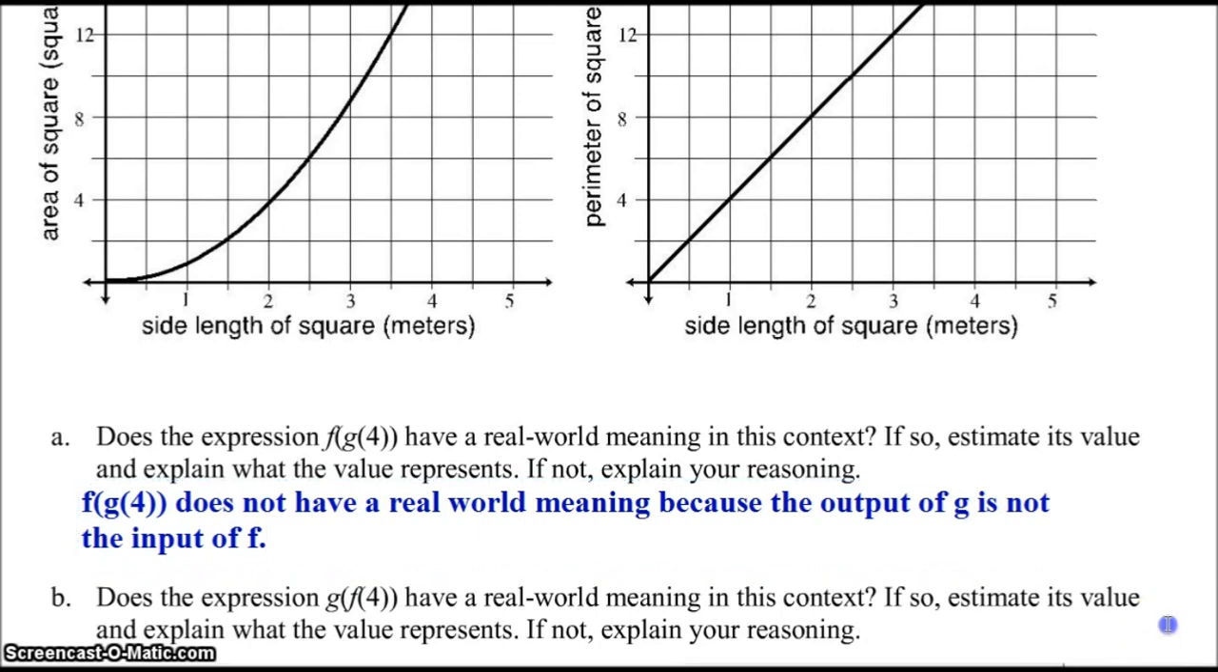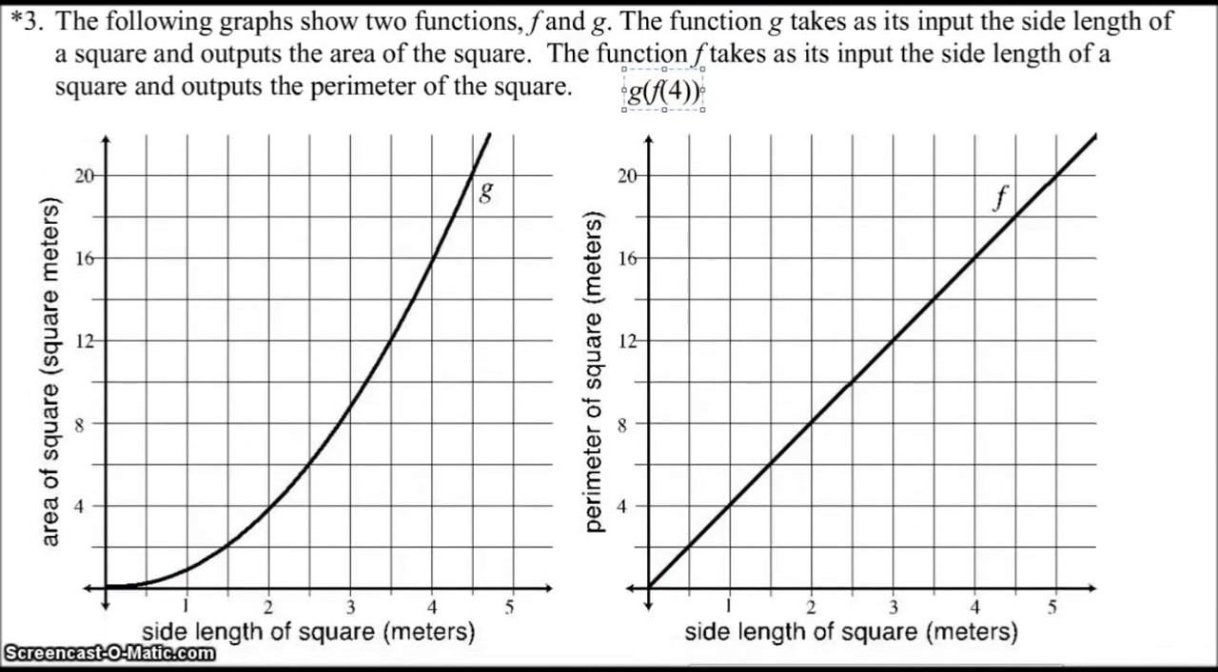Now what about g of f of 4? Does that have a real world meaning in the context? Okay, so g of f of 4. First, 4 is the input into our function f. 4 is the side length of square meters, then f would give as its output the perimeter of square meters. And then, can we go over to g and input that here? For g, the input is side length of square meters. These again don't match. So once again, no, that has no meaning.